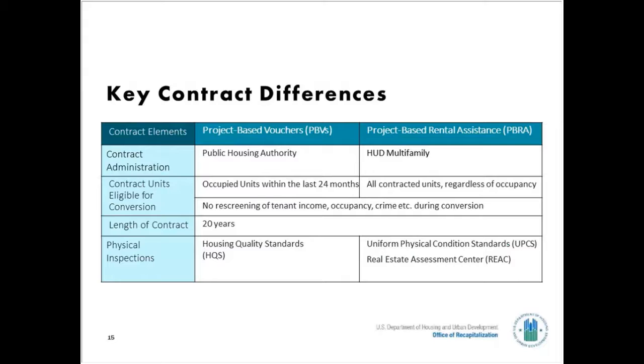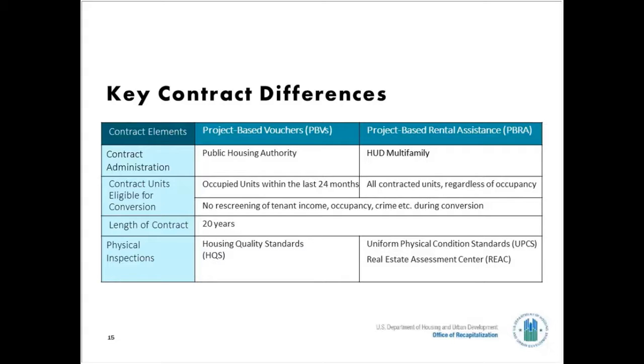So what are some key contract differences? Well, there are two paths that you can take for a RAD conversion. One is a project-based voucher, and that contract is currently administered by a public housing authority, known as a PHA. The units eligible for that type of conversion are any occupied unit within the past 24 months. There's no rescreening of tenant income, occupancy, or crime during conversion, whether you're with project-based vouchers or project-based rental assistance. And the length of contract is 20 years for both PBV and PBRA.